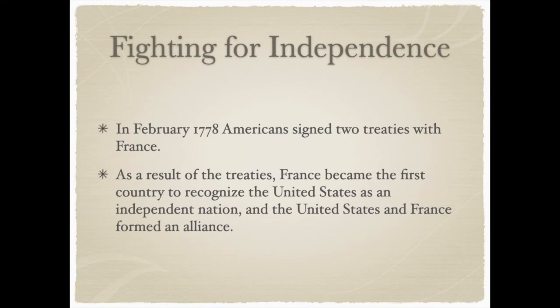In February 1778, Americans signed 2 treaties with France. As a result of the treaties, France became the first country to recognize the United States as an independent nation, and the United States and France formed an alliance.